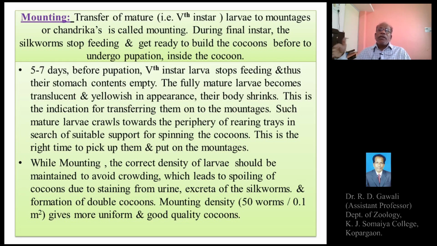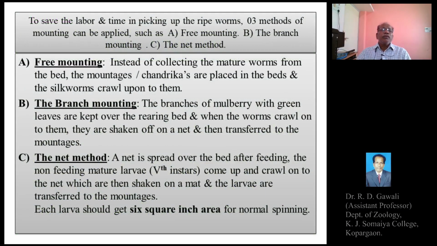and that's why we have to mount the larvae distantly, with about 6 square inch area to each larva or silkworm, so that the larvae can spin cocoon without any disturbance or harm, producing the cocoon around its body. So mounting density should be 50 silkworms per 0.1 square meter area of the mountage or chandrika, and this will give more uniform and good quality cocoons.